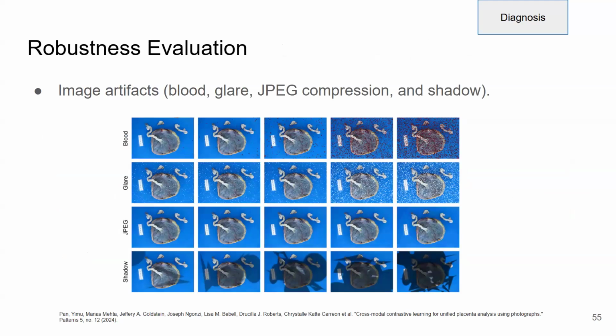Next, we need to evaluate the robustness as we discussed. We want the model to perform well on different settings, so we need to evaluate that. How we evaluate that is we use a program to generate a bunch of artifacts that mimic what people will see in real world applications, like blood, glare, JPEG compression, depending on your device, and also shadows if, for example, your light source is behind you.